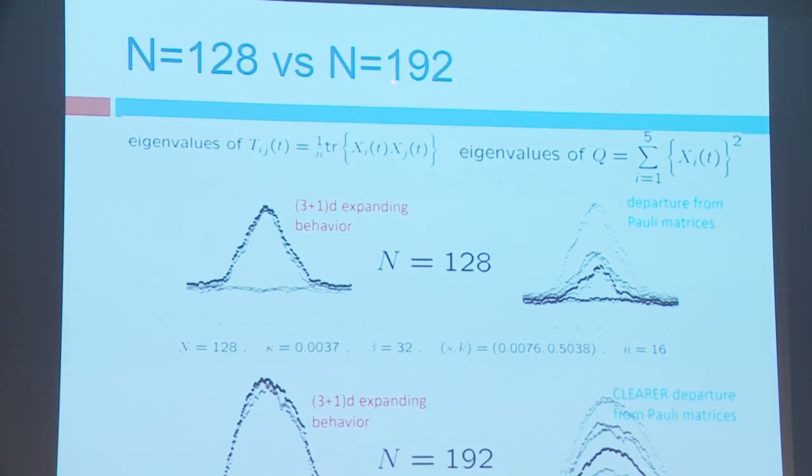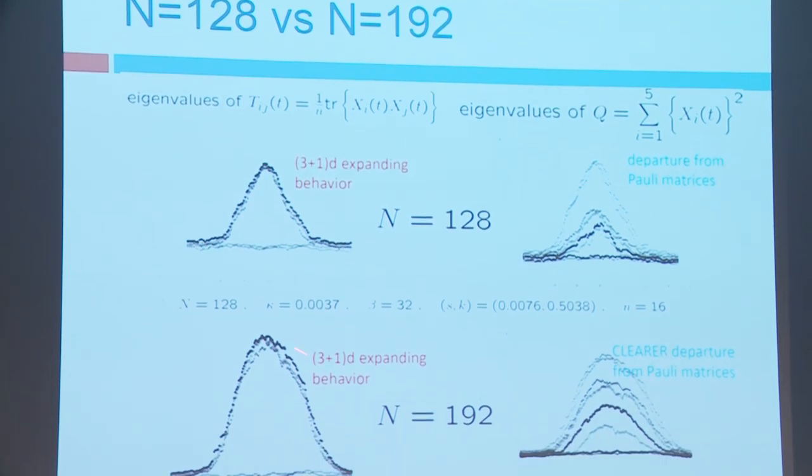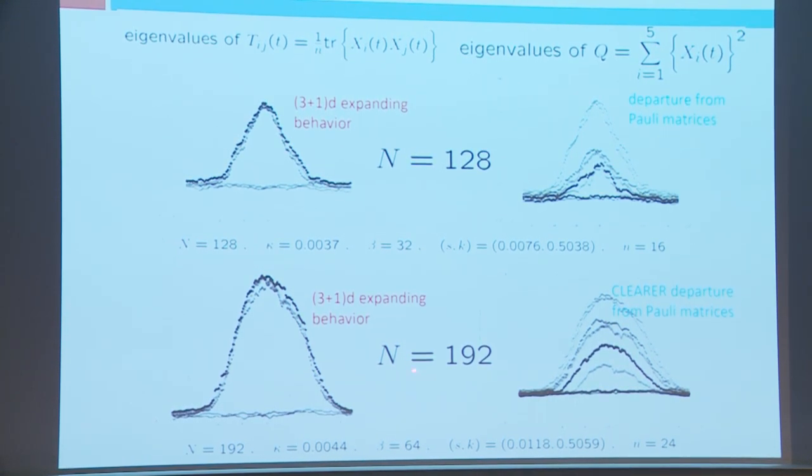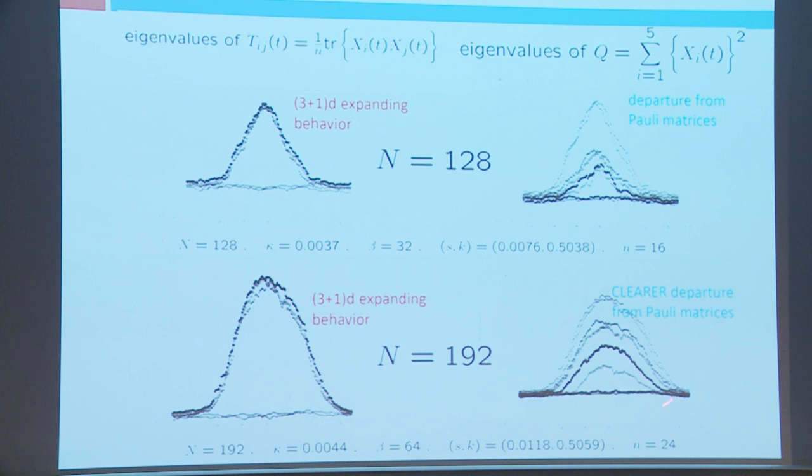We simulate at n equal 192 here. So we compare the results for two values here. At n equal 192, we still have a 3 plus 1 dimension expanding behavior. And also, we see a clearer departure from Pauli matrices compared to the case with n equal 128. Okay, so this is clearer than this one. I mean the expansion becomes anisotropic at some stage. The eigenvalues are close to each other.